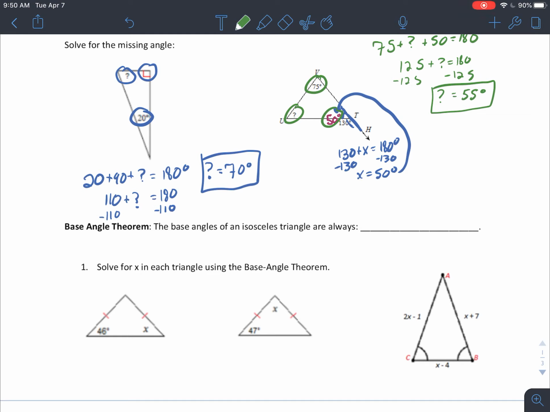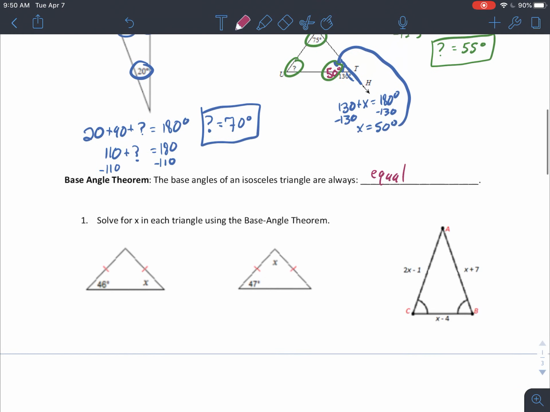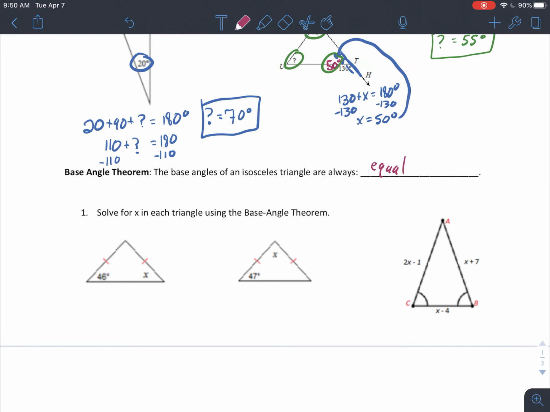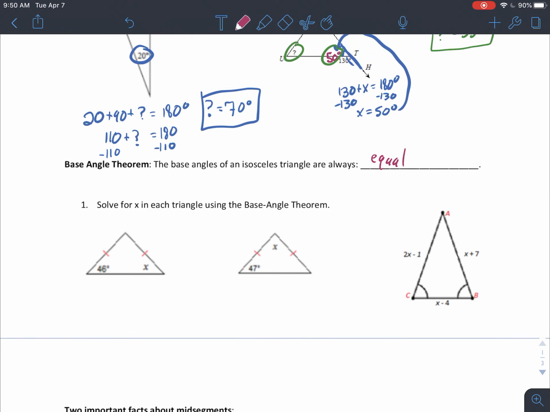So, base angle theorem. The base angles of an isosceles triangle are always equal to each other. Okay? So, if that's true, then it says solve for x in each of the following triangles using the base angle theorem. Well, this is isosceles. The reason it's isosceles is because both of those sides are equal to each other. So that means this angle would be equal to this angle. So in this case, x is just 46 degrees.